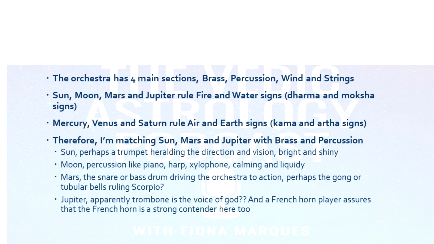Sun, Moon, Mars, Jupiter. Whereas Mercury, Venus, and Saturn, they rule the air and the earth signs on the chart. That is the Karma and the Artha signs. So for that reason, I am matching Sun, Moon, Mars and Jupiter with brass and percussion.